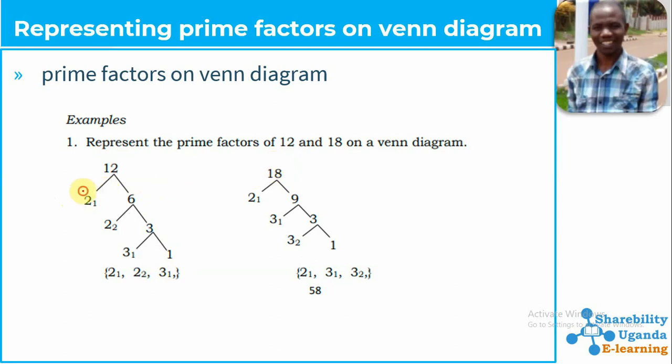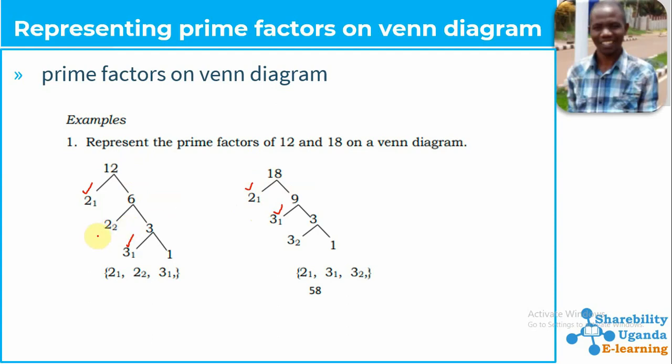Which ones are they? We have a 2 that appears here one time. Does it appear 2 times here? The answer is no. So we shall first leave out that one. We have also a 3. 3 appears one time here, and also appears 1 time here. So we have our 2 and our 3 appearing in both. It is both a prime factor of 12 and a prime factor of 18.